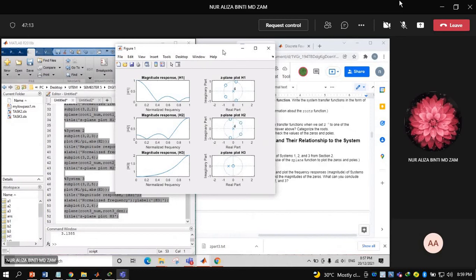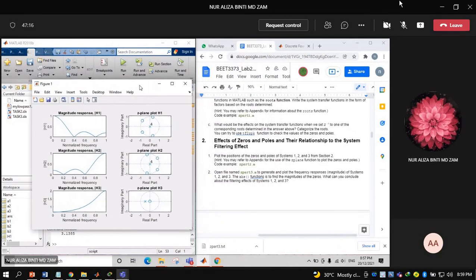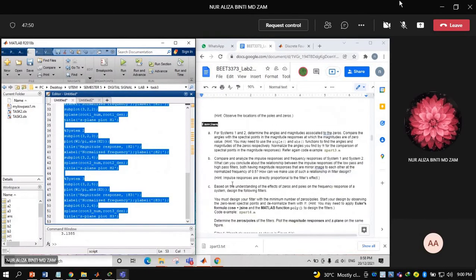Okay, as we can see here, this is the result for question 2 part 2. This is the magnitude response for system 1, this is the magnitude response for system 2, and this is the magnitude response for system 3. On the right side, this is the Z plane plot for system 1, this is the Z plane plot for system 2, and this is the graph for the Z plane plot for system 3. Okay, so we go to the exercise.